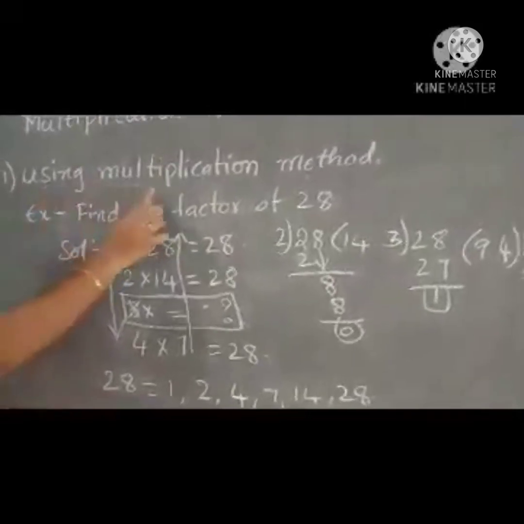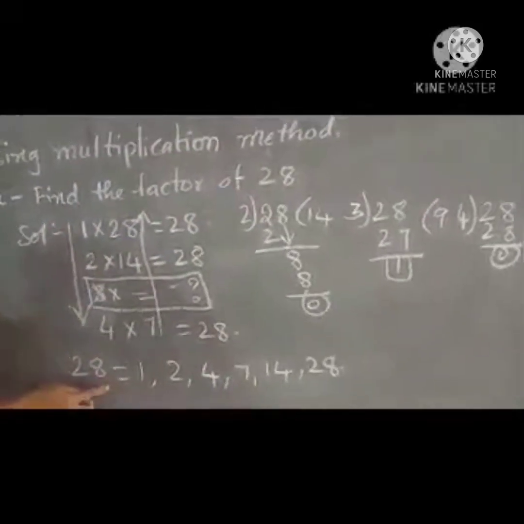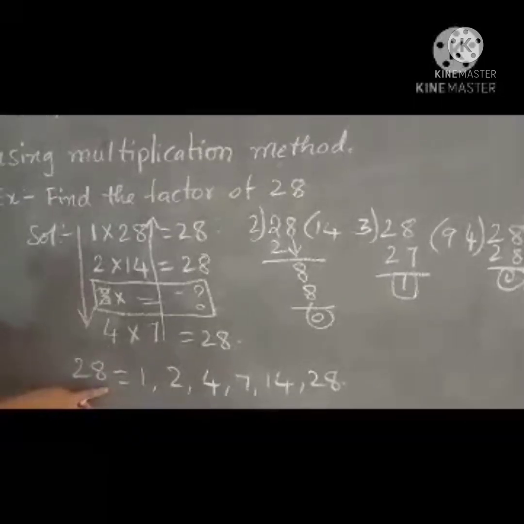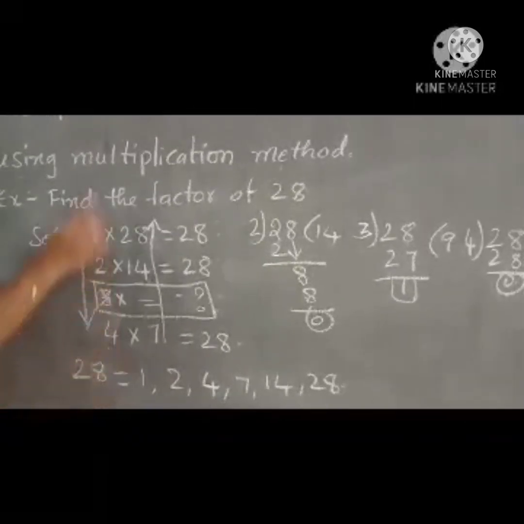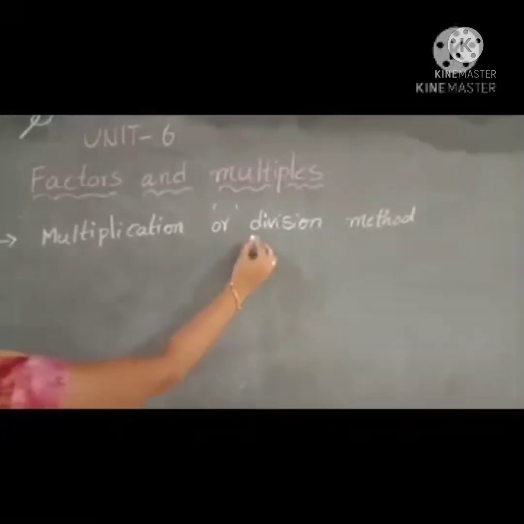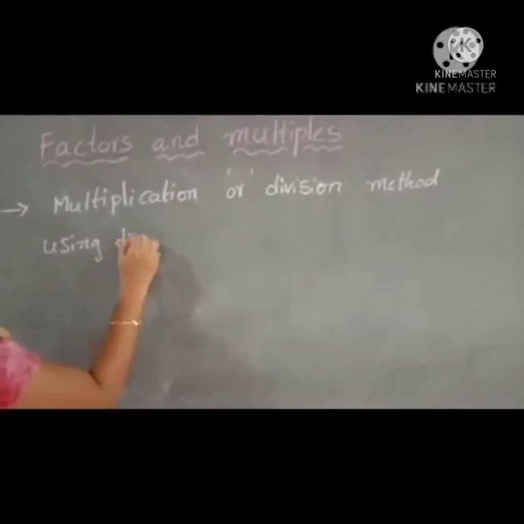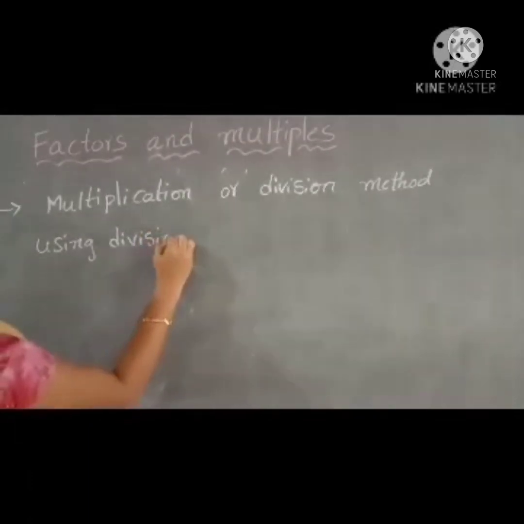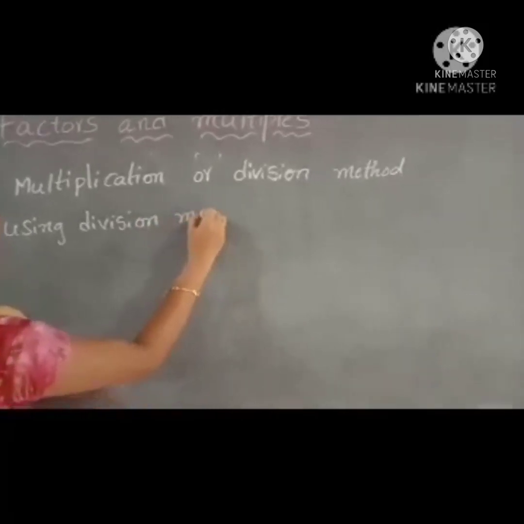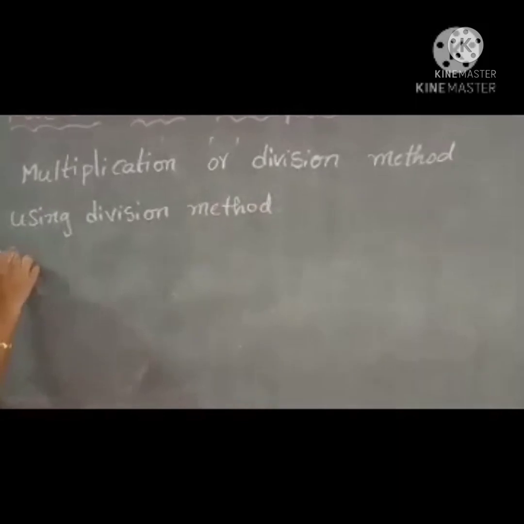By using the multiplication method, we are finding the factors of 28. Did you understand, children, how to find the factors by using the multiplication method? Okay. Next, the second one is the division method. Using the division method, here also we are taking the number.